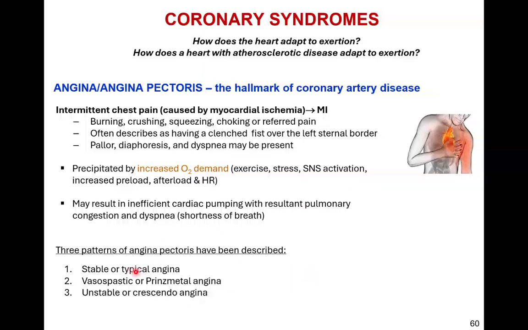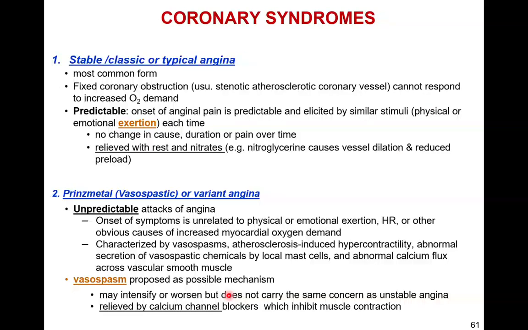The next couple of slides, we're going to look at the patterns of angina pectoris. We've got stable or typical angina pectoris, vasospastic or Prinzmetal, and then unstable or crescendo angina, which is really a myocardial infarct. We're going to start with stable, the classic, and the Prinzmetal types of angina, two of the three patterns. So the stable is the most common form.